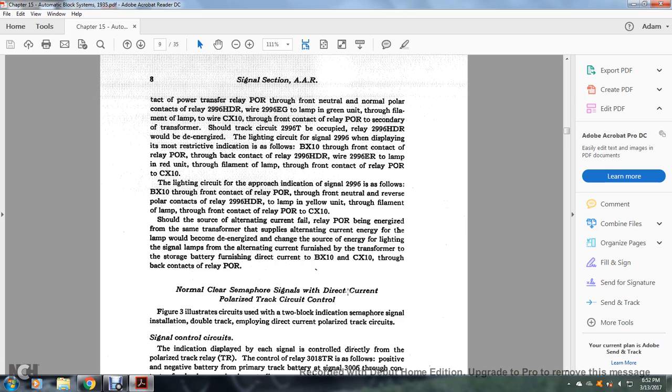2996 display with the most restrictive indication, followed with the BX10 through the front contact with the relay POR through the back contact relay 2996 HGR wired 2996 ER with the lamp of the red unit through the filament lamp through the contact relay polarized POR through to CX10.